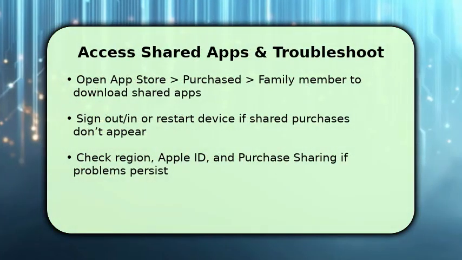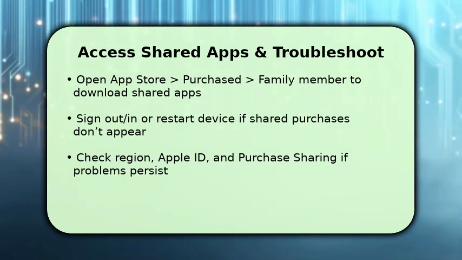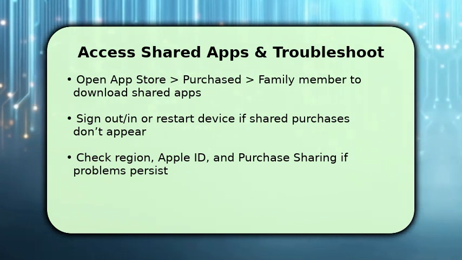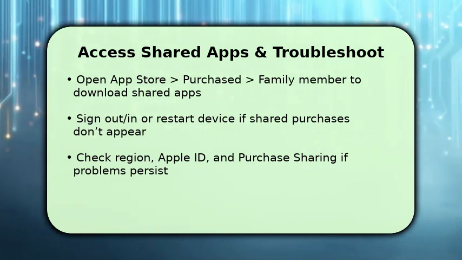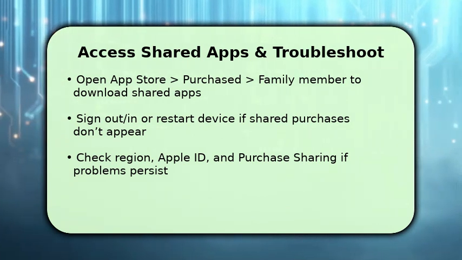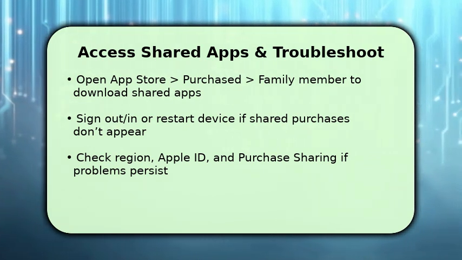Finally, download shared apps by opening the App Store, tapping your profile, then Purchased and selecting the family member who bought the app. If apps don't appear, sign out and sign back into the App Store or restart your device to refresh entitlements. Make sure all members use the correct Apple ID and that purchase sharing is still enabled.